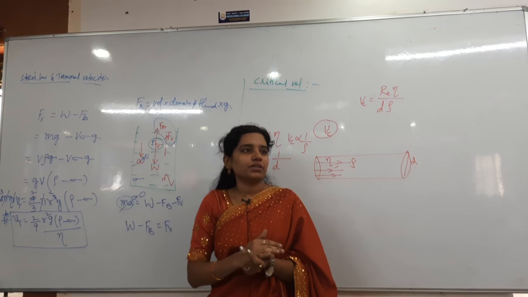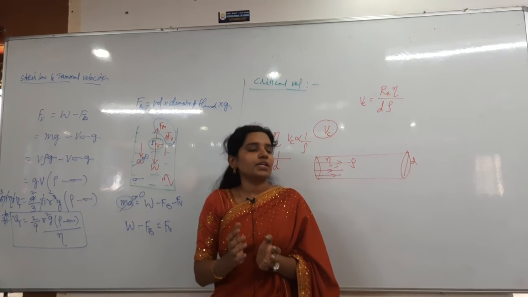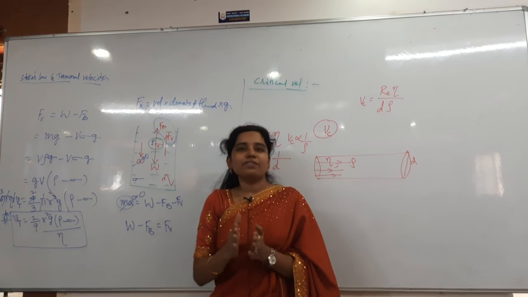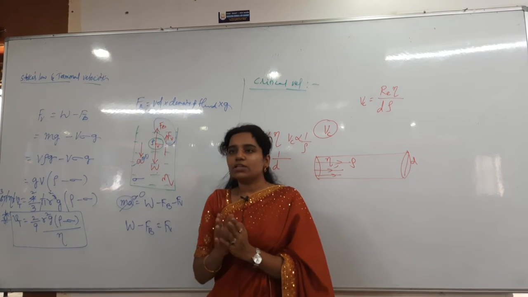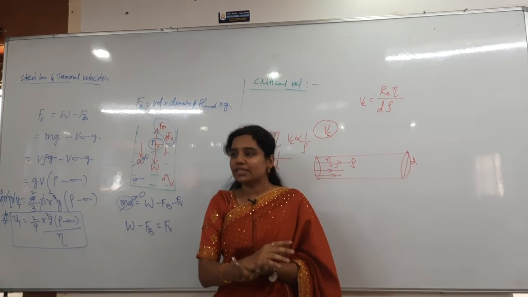By the equation of continuity we know that A is inversely proportional to V. What is the formula of the equation of continuity? AV is equal to a constant. So A is inversely proportional to V. If area increases, then velocity will decrease.